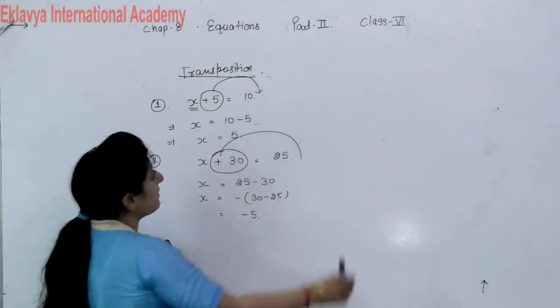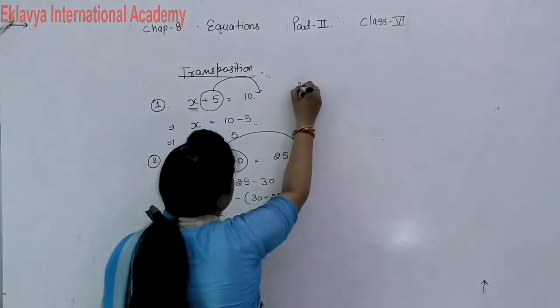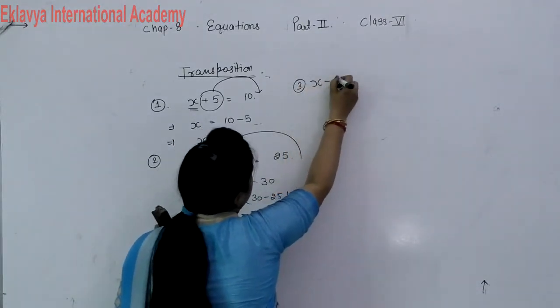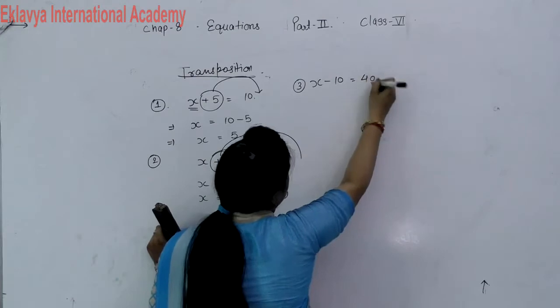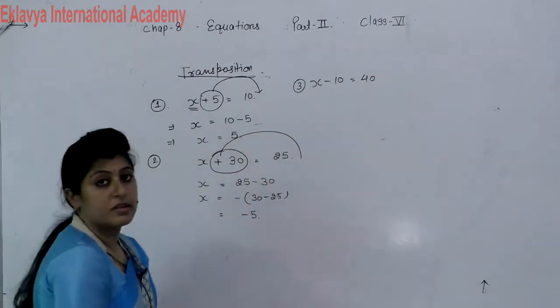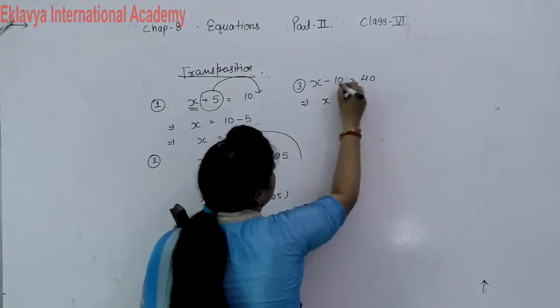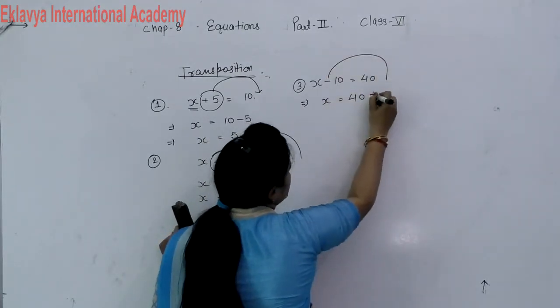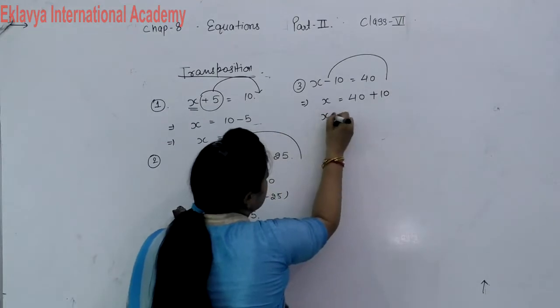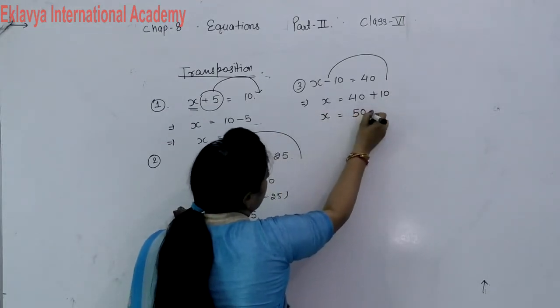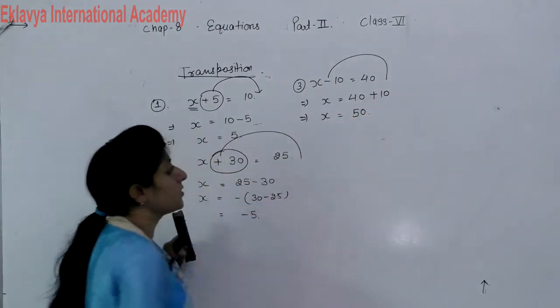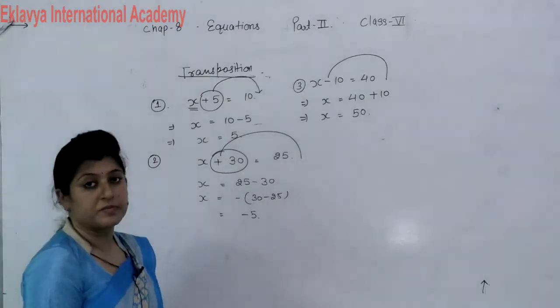Same type, if we perform subtraction: suppose x minus 10 is equal to 40. Then x is equal to 40, and this minus 10 changes into plus 10, so x is equal to 40 plus 10, which is 50.